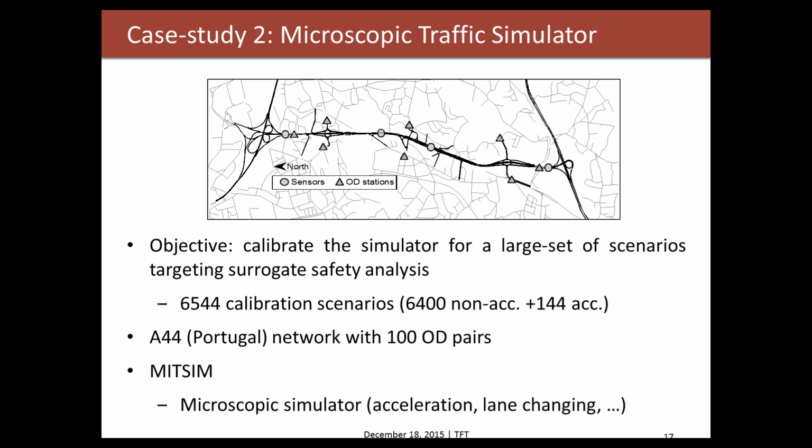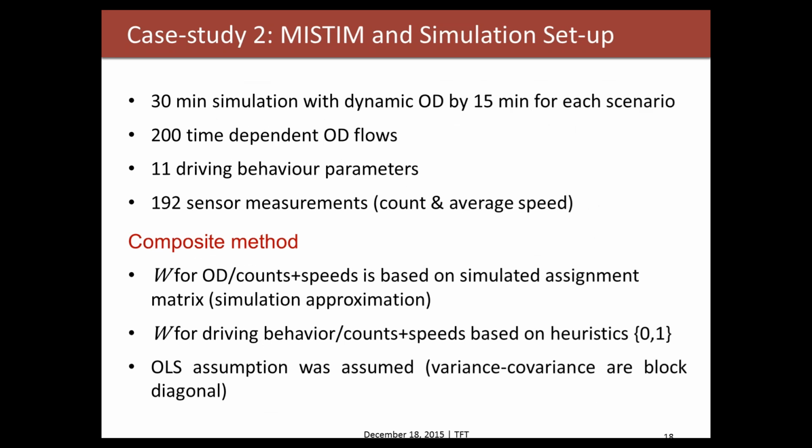The network was a small highway, about 5 kilometers in the north of Portugal, and we had only 100 OD pairs as input. For the supply, and I think it's in the next slide, yes. The idea was, for each of the scenarios, we need to simulate just 30 minutes because we're focusing on specific periods of the day. And we had dynamic OD by 15 minutes for each scenario. So basically it was 2 periods, which results in 200 time-dependent OD flows.